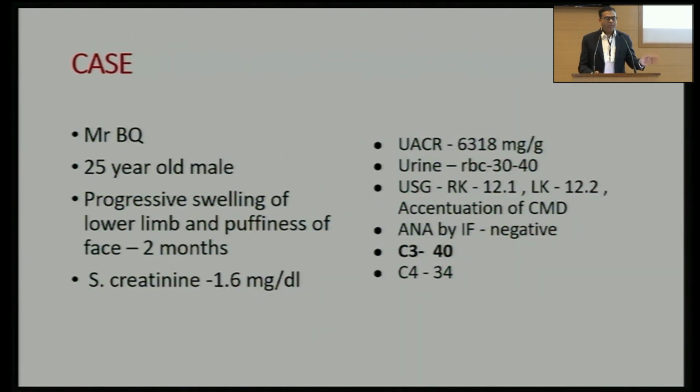This is a case of a 25-year-old male who presented to us in 2016 with swelling of the lower limb and puffiness for 2 months, and his creatinine was 1.6. He had nephrotic range proteinuria, active urinary sediment, normal or slightly increased kidney size, and C3 was low in this patient.